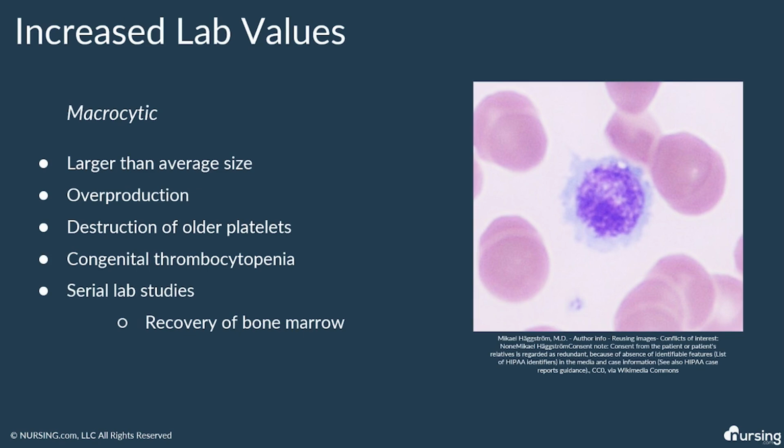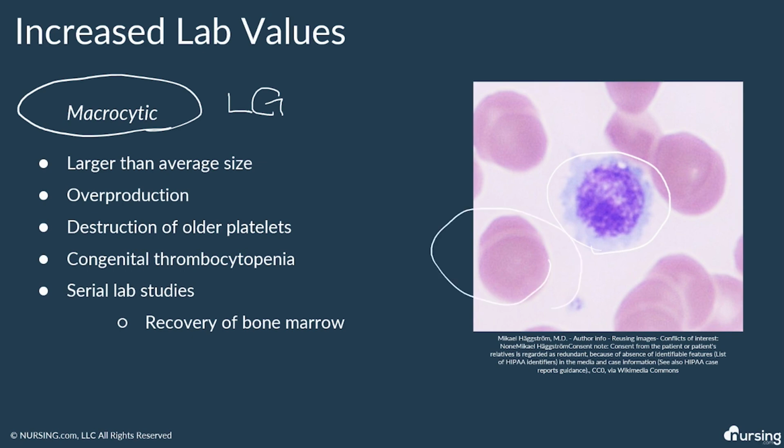Lab values that are increased for the MPV indicate macrocytic or large platelets. Just look at the size of this platelet in comparison to the red blood cell. It should never be that, right? It could also mean that there's an overproduction of platelets, a high destruction of older platelets, or that it's a presentation from congenital thrombocytopenia. Also, serial lab studies will be taken in patients that have a case where they're recovering from bone marrow transplant or some type of other disease or disorder.